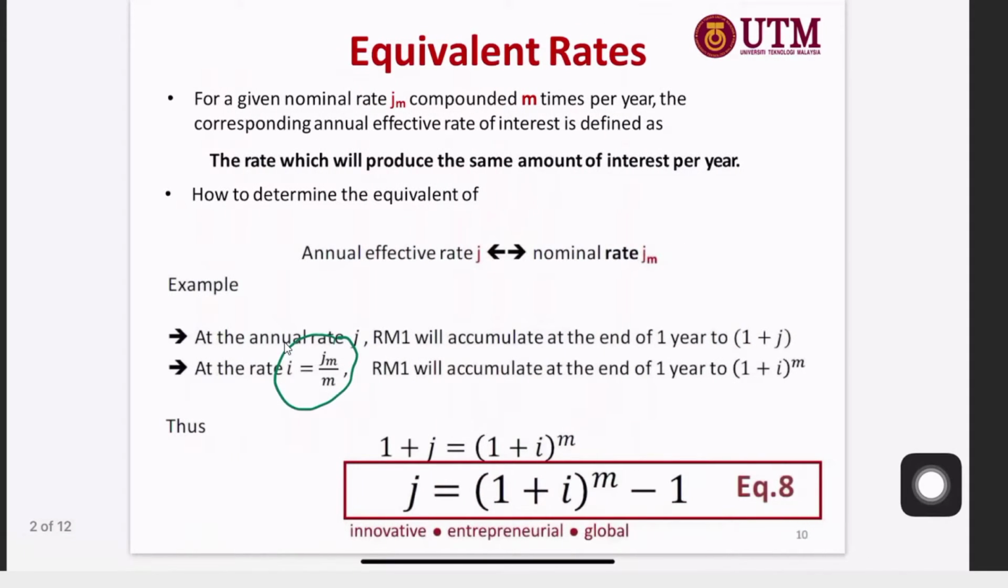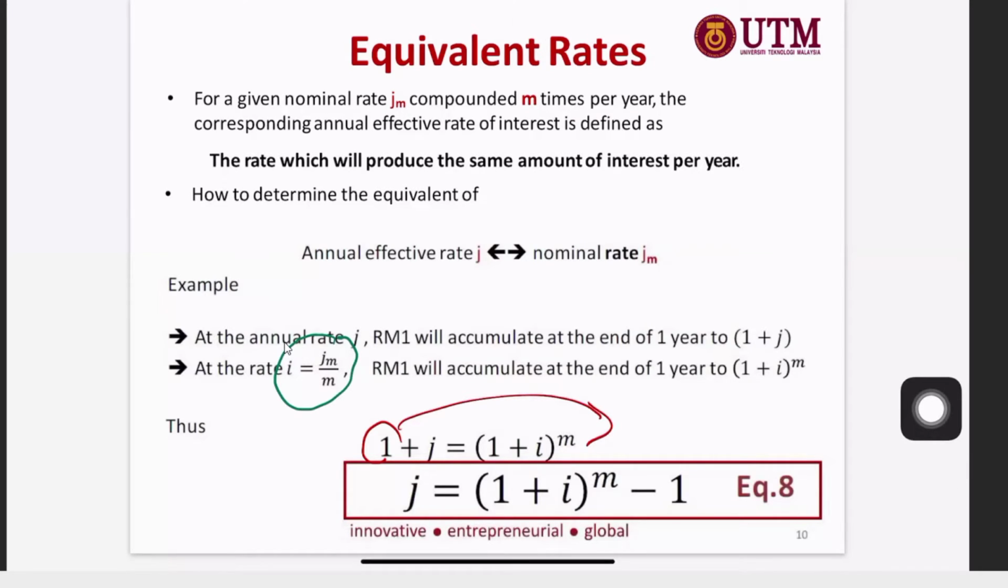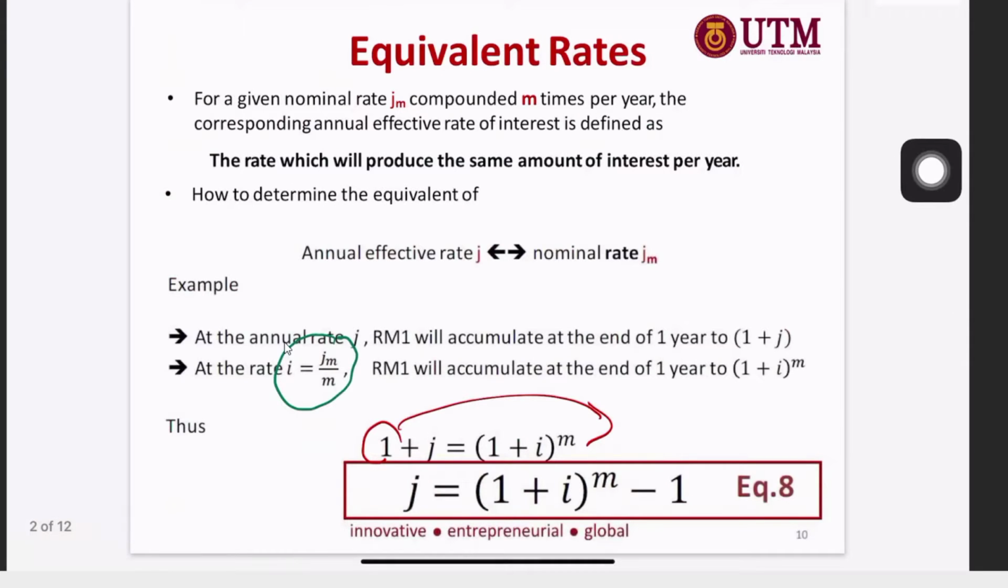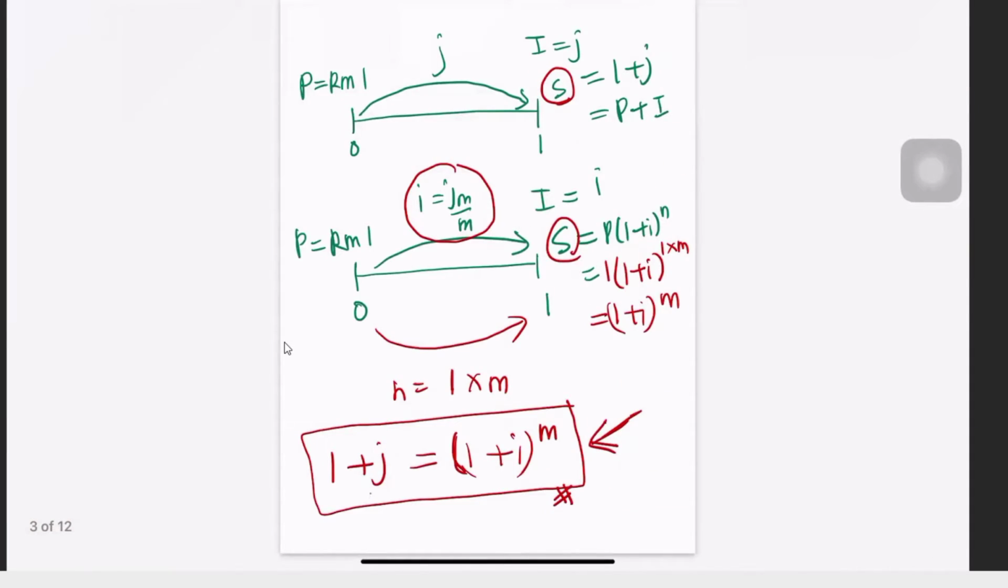If you want to find the value of J, you just have to bring the 1 to this side. But normally, if we are doing the actuarial exam, we have to remember the formula. So to make it easy, it's better for you to remember this: 1 plus J is equal to 1 plus I to the power of M. It's easier to understand if you use this formula. Using this formula, you can determine the value of J, or the value of I, or you can also determine the value of JM.